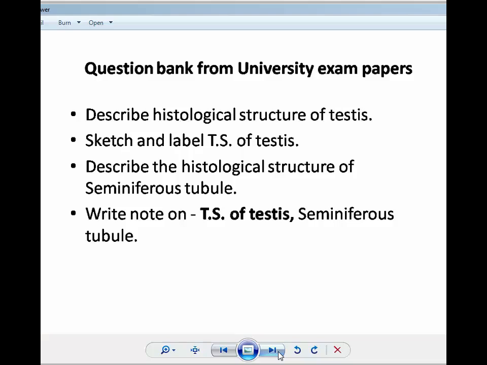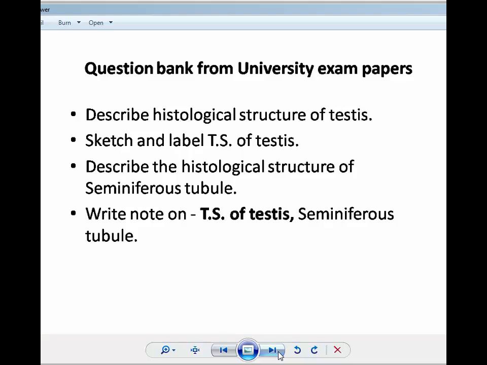Then describe the histological structure of the seminiferous tubule. Here you only draw the structure of the seminiferous tubule. You don't have to draw the entire TS of testes, but only the seminiferous tubules, three adjoining seminiferous tubules, and in between you show the presence of Leydig cells. That is required in the histological structure of seminiferous tubules, with all the required labels: basal membrane, spermatogonial epithelial layers, mature spermatid, and all those things have to be described.